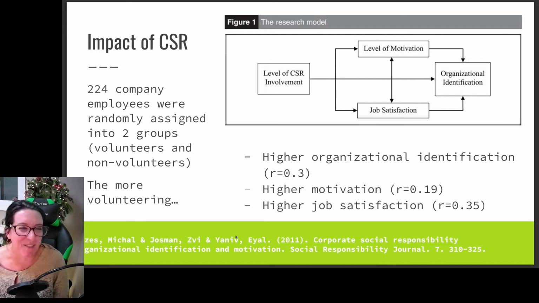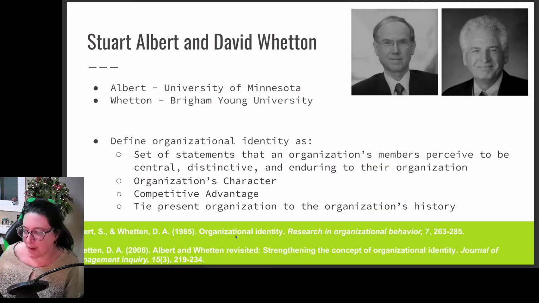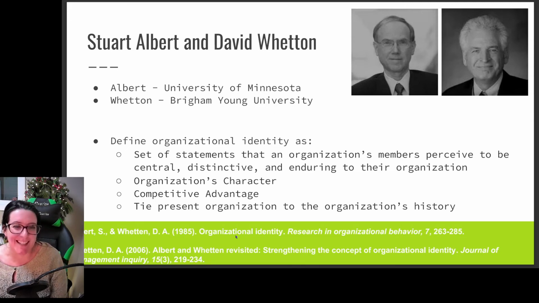So we need to define, what is organizational identification? Well, this comes from Stuart Albert and David Whetten. Albert's from the University of Minnesota, Whetten's from Brigham Young, and they define organizational identity as a set of statements that an organization's members perceive to be central, distinctive, and enduring to their organization. So when we talk about organizational identity, this is how people define the company they work for. What's the character of the company they work for? What's the competitive advantage? How do we tie the present organization to the organization's history?